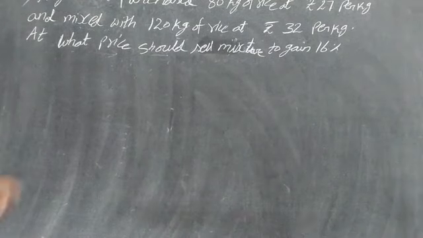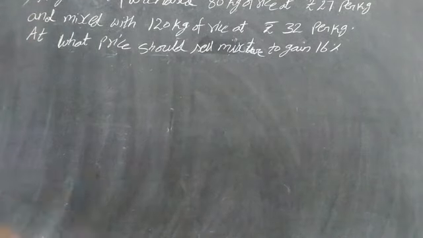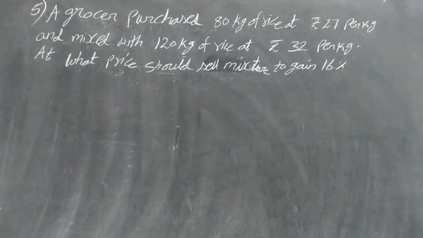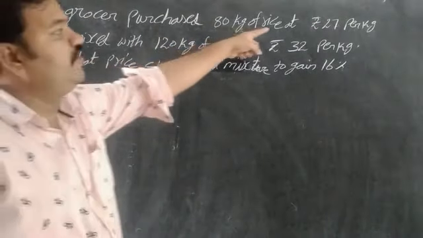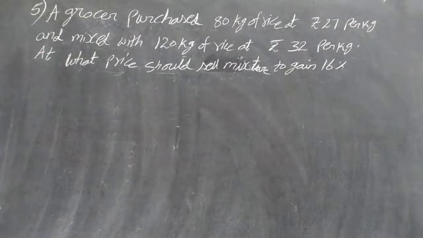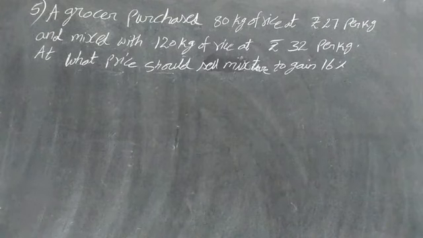And here is the next sum. A grocer purchased 80 kgs of rice at 27 rupees per kg. A grocer purchased 80 kgs of rice and mixed with 120 kgs of rice at 32 per kg. At what price should he sell the mixture to gain 16%?